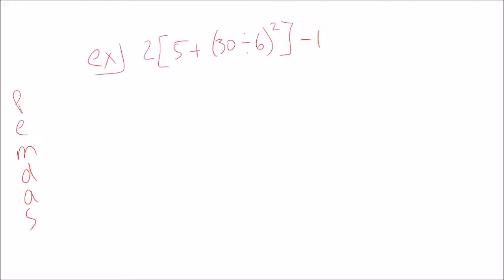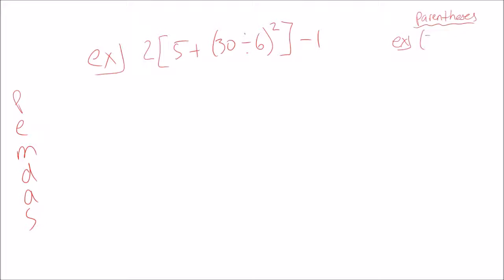So our more complicated example is going to be 2 bracket 5 plus 30 divided by 6 squared bracket minus 1. Now most of you are like, oh no, we just jumped right into this. But it's actually not that complicated. Using PEMDAS, we can actually solve this problem quite simply. Now one thing to show is that parentheses are a little bit special. We need to be careful. I'm going to show you an example here.